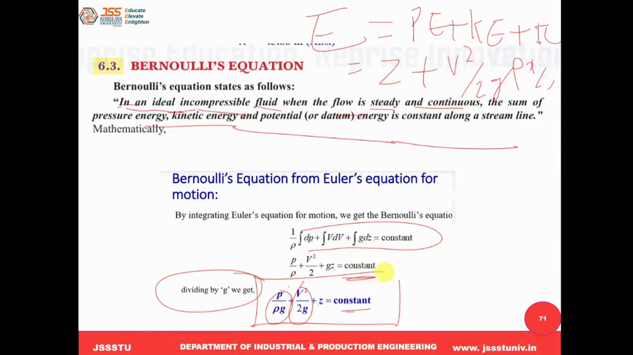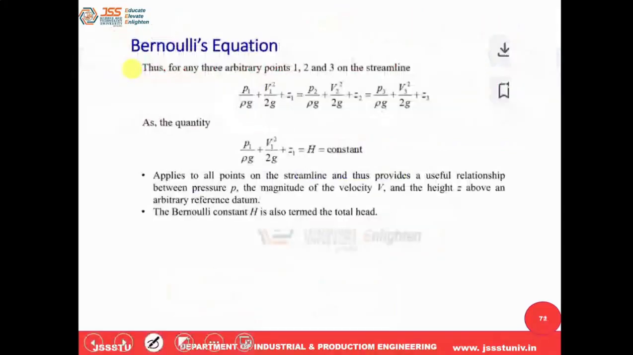Is it clear? Is it clear? This is a very famous equation, I hope you can at least remember that. Derivation, is it clear for all of you? Yes, sir. Okay.